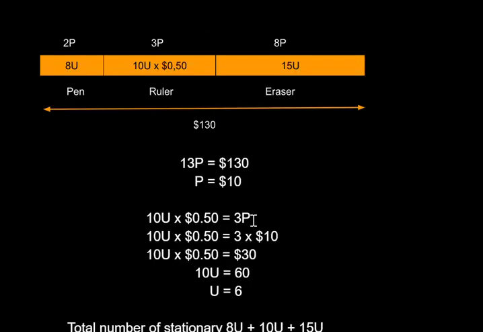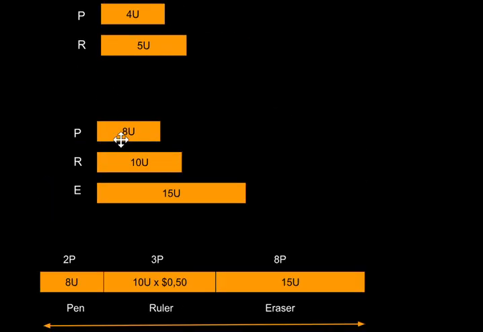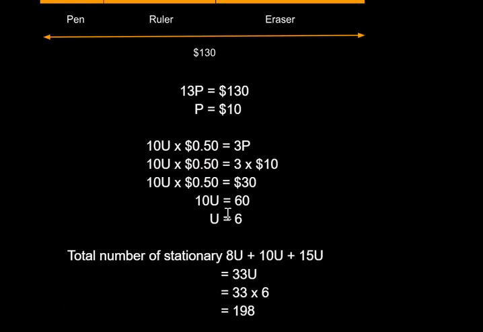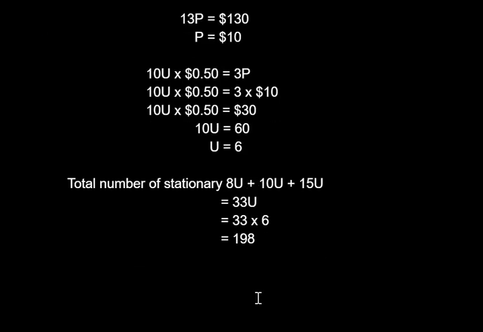So this is the quantity. Okay, so the total number of stationery that he bought is 8 units plus 10 units plus 15 units, which is 33 units. Each unit is 6. So 33 times 6 is 198. So the total number of stationery that he bought is 198. Okay, hope it helps.